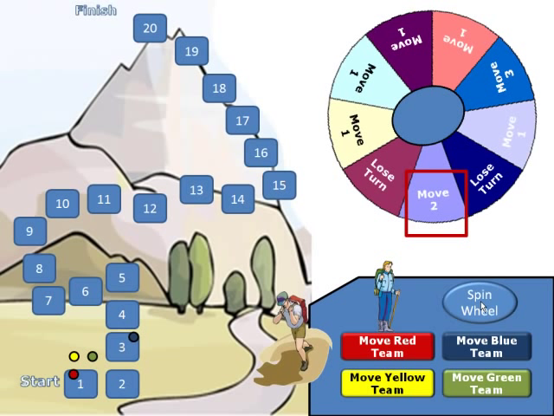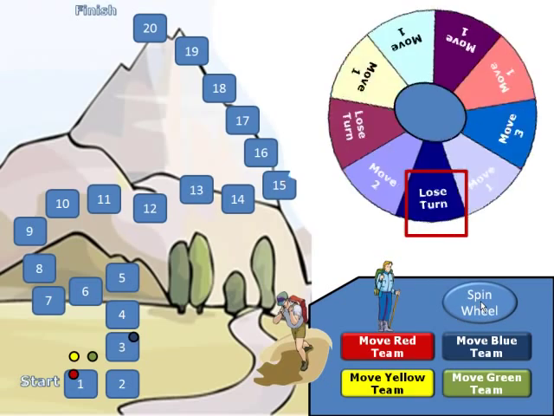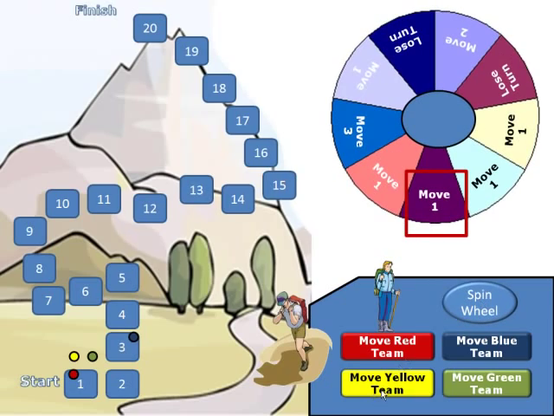If the yellow team was our 3rd one and they got it correct, we would simply hit Spin the Wheel again. And this time the yellow team is moving forward 1. So we click the yellow team button 1 time. Clicking it once moves the yellow dot forward once, and now they're on the board 2. The team that gets to the top of the mountain first is declared the winner.